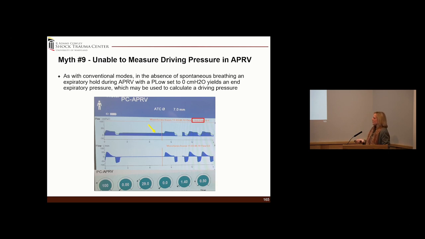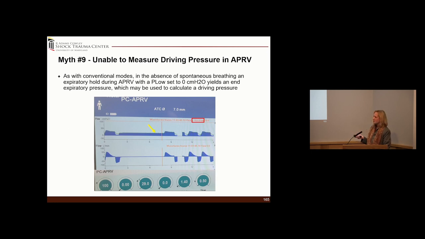Unable to measure driving pressure in APRV. This is also really interesting. As Luigi went through various formulas for measuring driving pressure, if I measure my P plat, or in pressure control, or in APRV my inspiratory pressure minus my PEEP, what's my driving pressure, right? But you can't use this. So what you need to do is an expiratory hold.